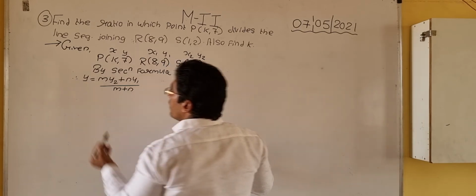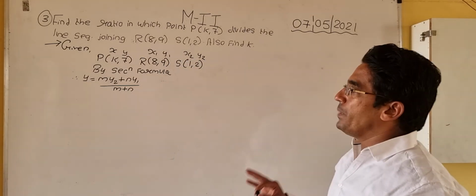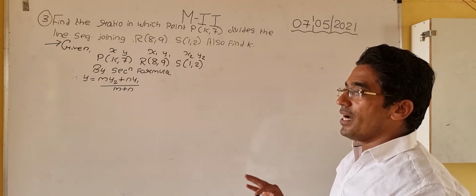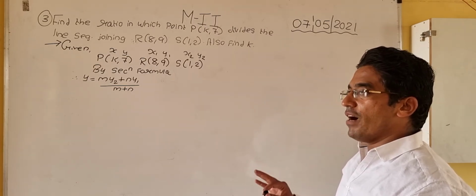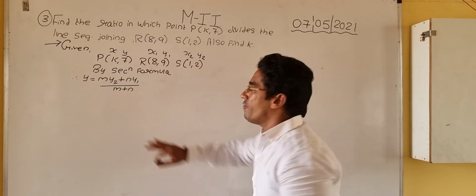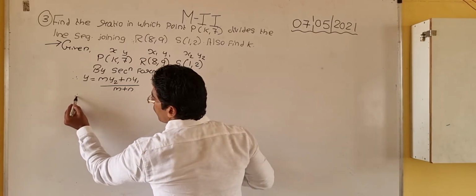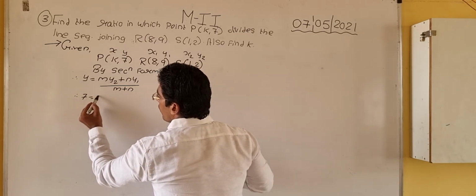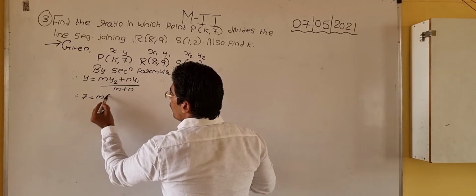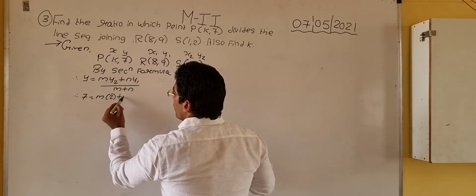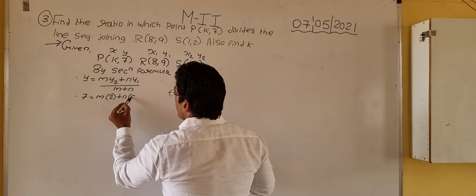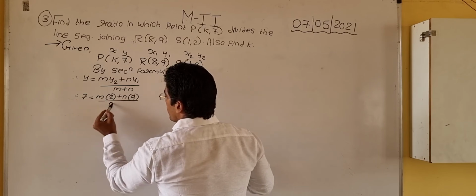Again I am repeating it. Which is the point that is dividing? Point P, K comma 7. We know the value of y, so we are applying the formula for y. Therefore 7. We don't know the value of m. What is y2? 2. n. What is y1? 9, upon m plus n.